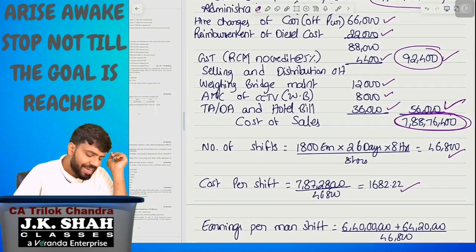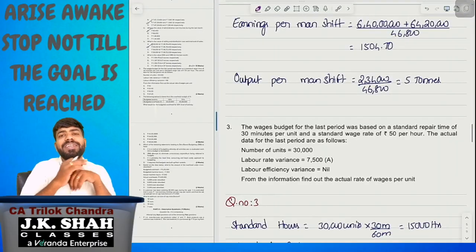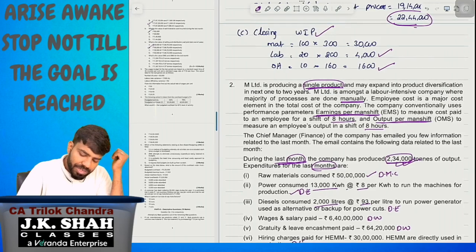What is the value of earnings per man shift and output per man shift? Please understand, they are asking what is the labor earnings per man shift. Look at the question. The company conventionally uses the performance parameter earnings per man shift to measure cost paid to employees for a shift of 8 hours.